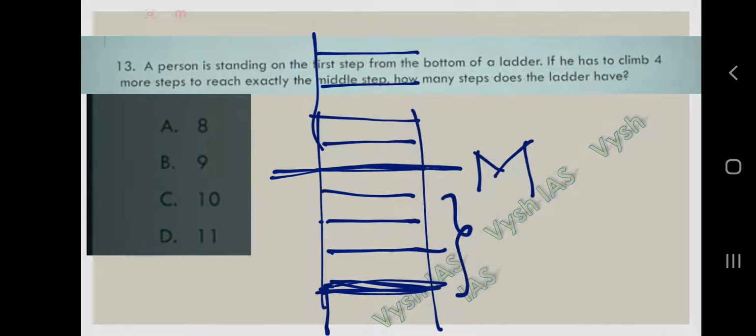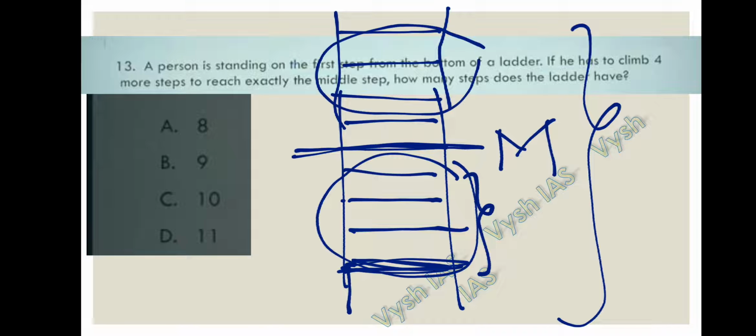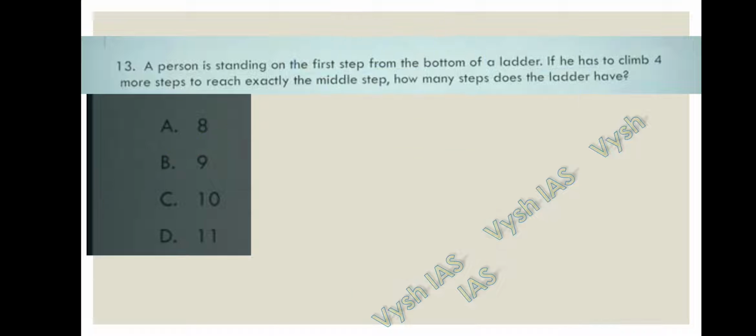So if you count the total, 4 steps at the bottom, 4 steps at the top, that is 8, and the middle step, that is 9. So a total of 9 steps are there in the ladder. So for the 13th question, B is the option.